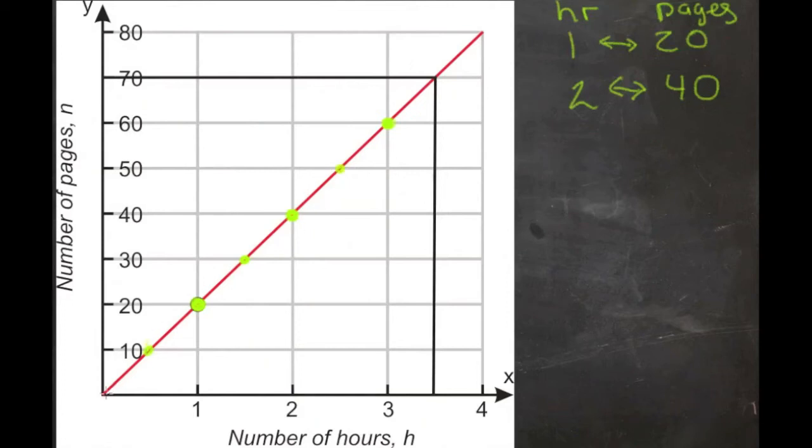So what we do is we start at 0 hours and we draw a line that represents all of the possible times in between that we could have read and all the number of pages that we would have read during those times. And that's what this line represents.